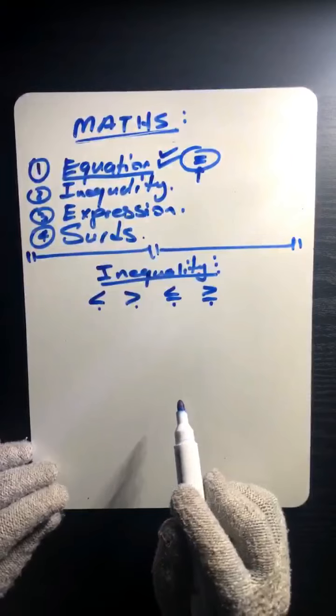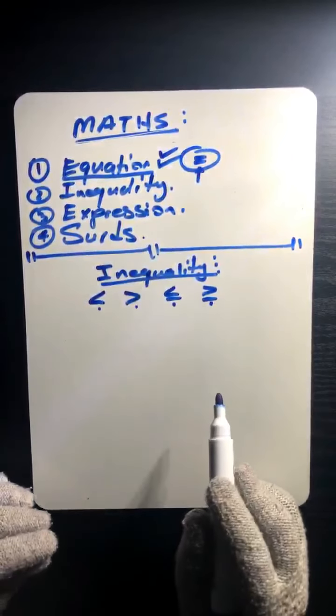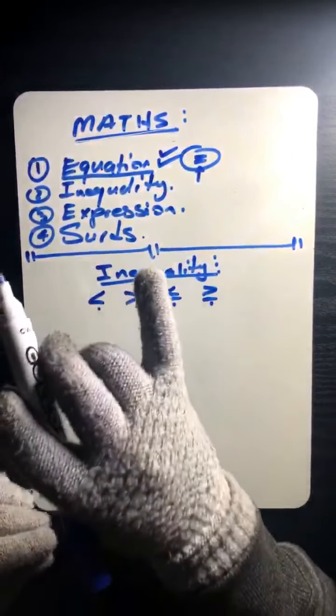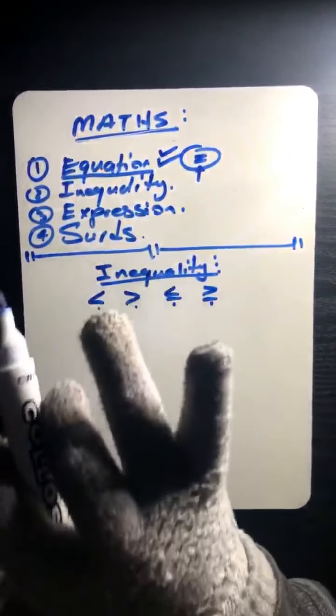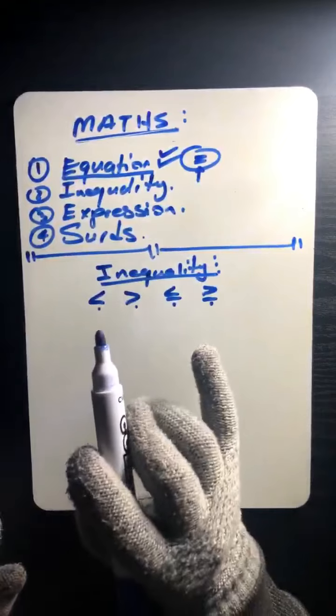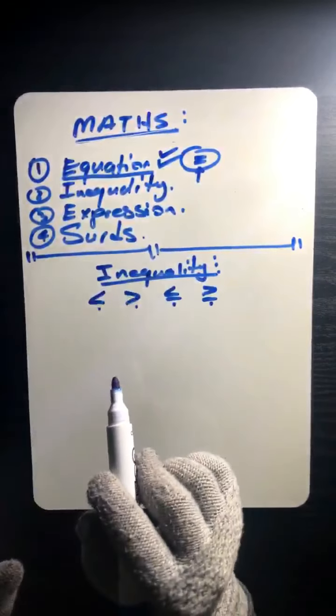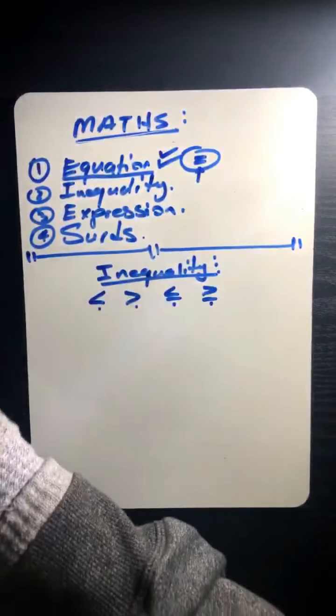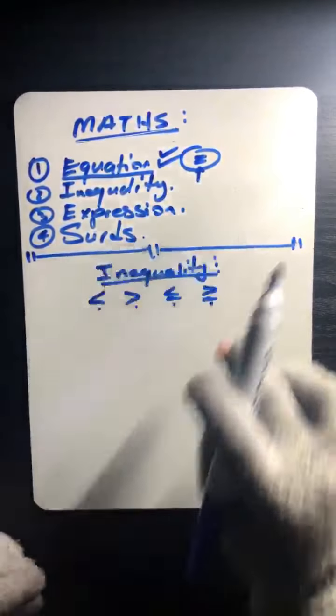So you can have two types of inequalities. The first one being a linear, the second one being a quadratic. And you know very well how you notice a quadratic and how you notice a linear, isn't it? So the same thing applies also with this one.